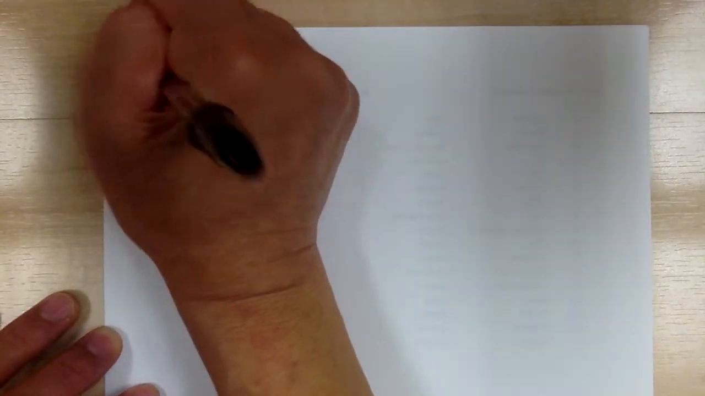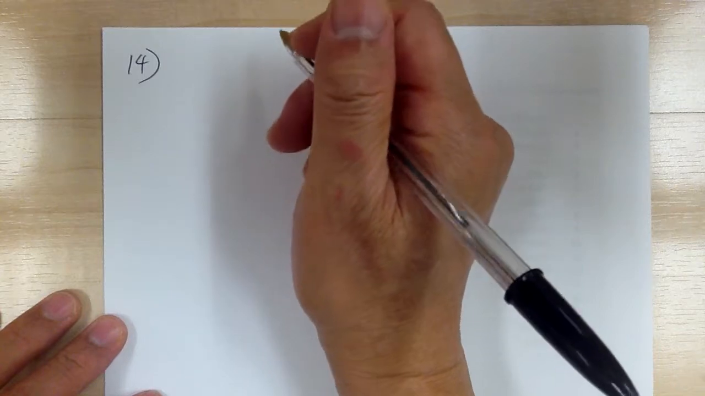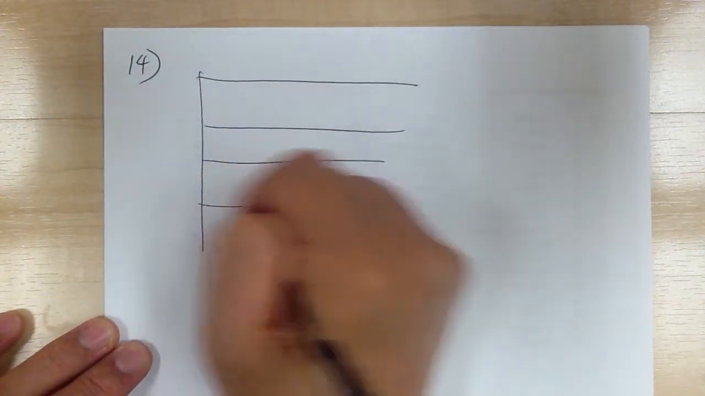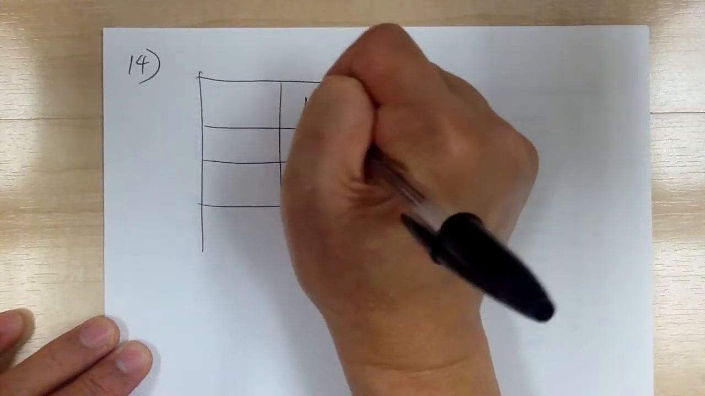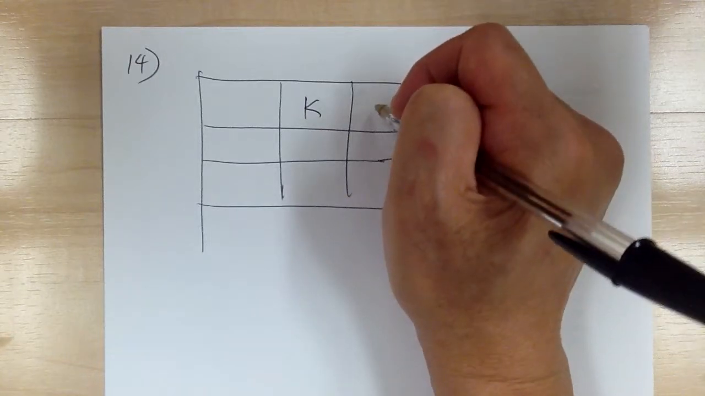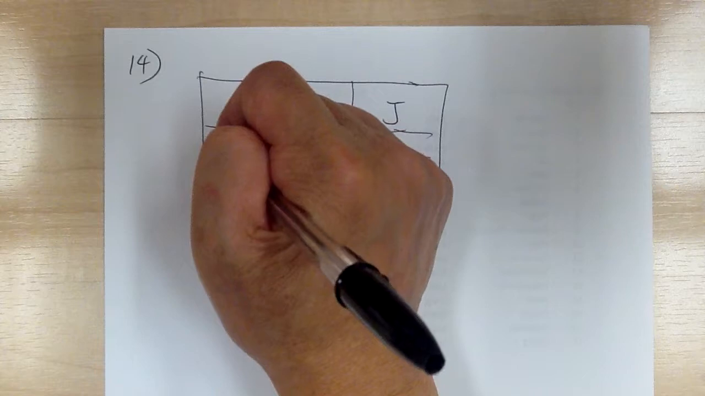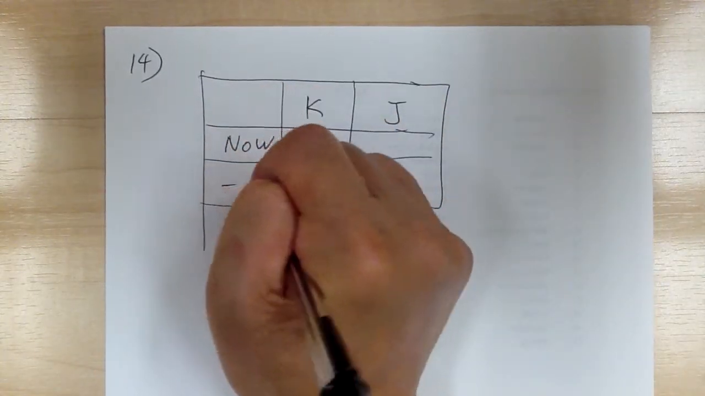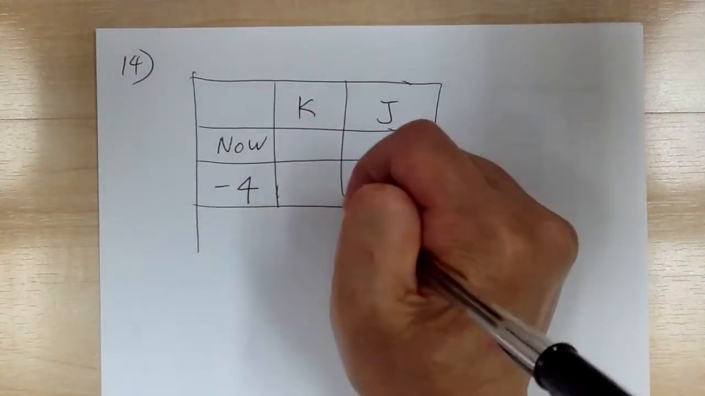Okay, let's go to number 14. Again, we do the problem. So this is the age problem, and there are 2 people, Kelly and Judy. So make the table. So you've got Kelly and Judy. And the time would be, it says the age now. Then it says 4 years ago, right? So again, the time passed. So 4 years ago, you minus 4, right?